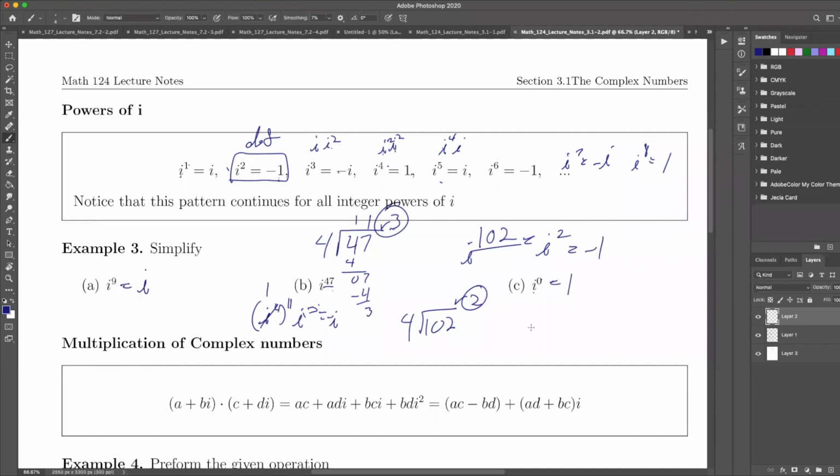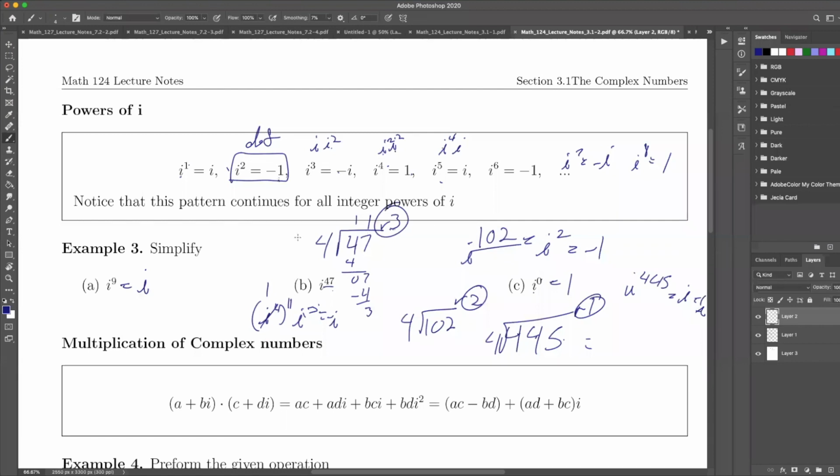This is -1. So if I had 445, if I divide that by 4, what do I get? Well, it'd be 0, 0, 1. So my remainder here is 1. And so i to the 445th power is the same thing as i to the first power, which is equal to i, right?